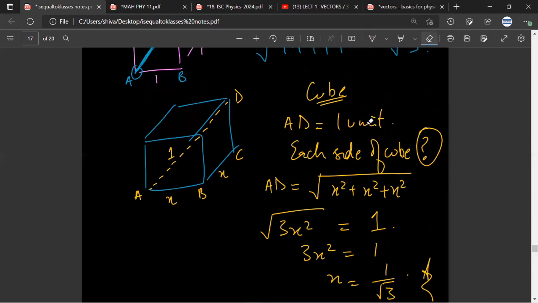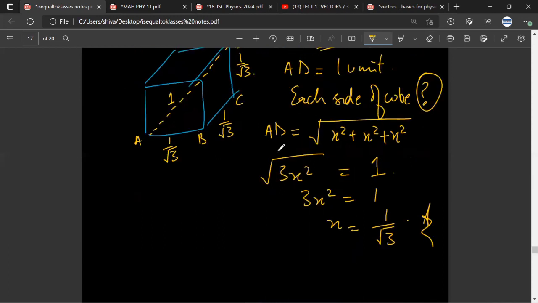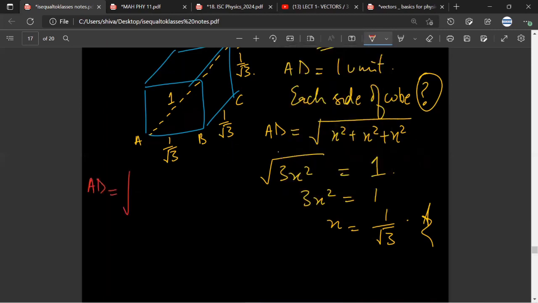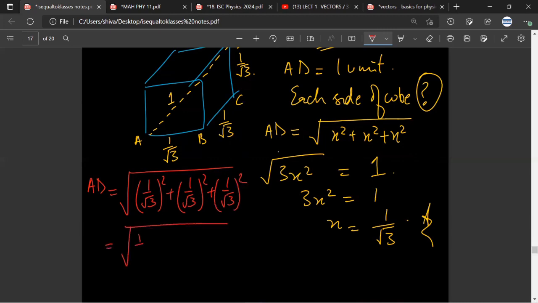Let us check whether this answer is correct or not. So, imagine a cube whose each side is 1 by root 3. Are we clear, Avantika? And if I have to find the length of AD, I'll have to use that same formula that I had written. Are we confident now? So basically, I'm trying to tell you two things.